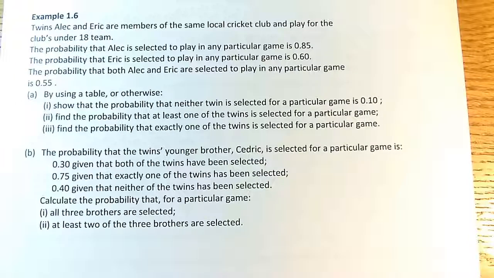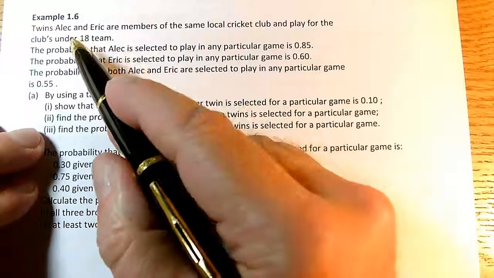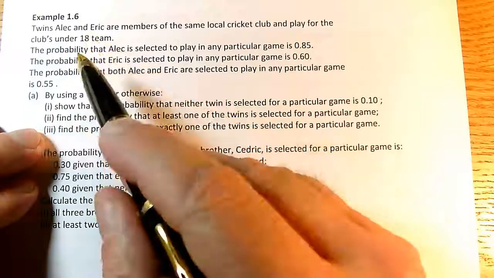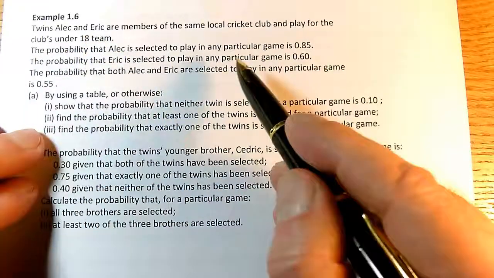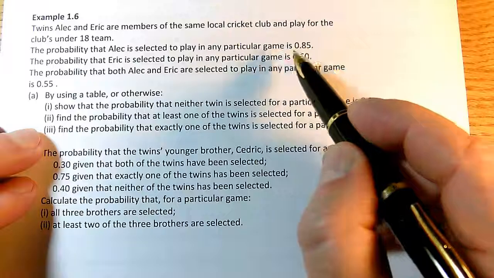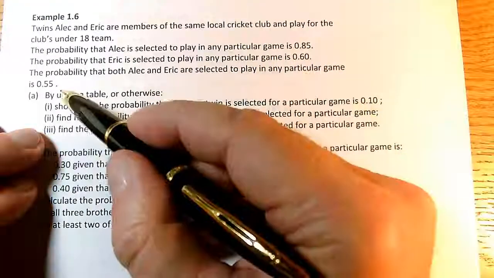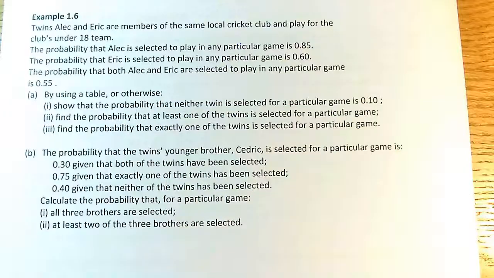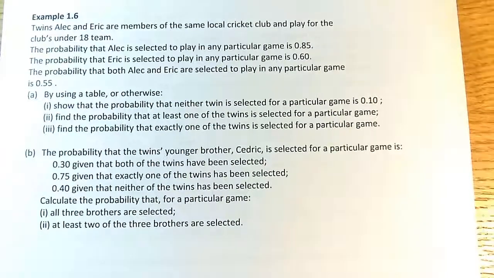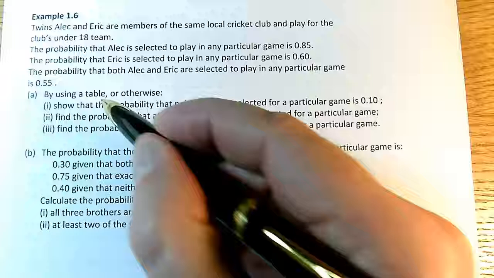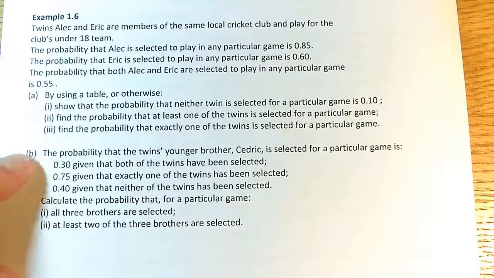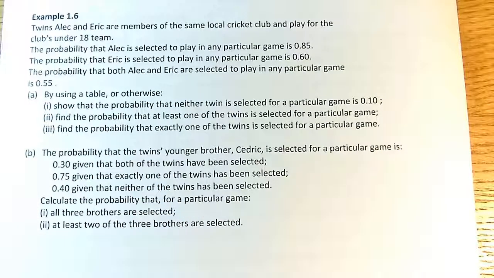Okay, what we've got here is quite a long exam question, so I'll be as quick as I can, but this is an extended piece of work. So we've got twins Alec and Eric. They're cricketers. The probability that Alec plays is this, the probability Eric plays is this, and the probability they're both selected is this. So I can see that these are all plain probabilities. None of them are conditional, and it does hint that I should use a two-way table. If it's not conditional probabilities given, then start off with a two-way table.